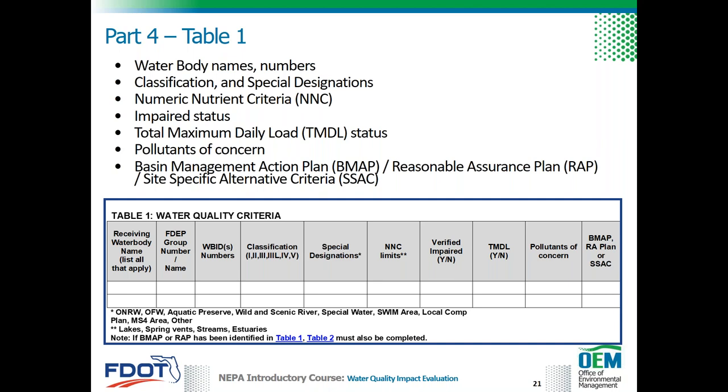Identify applicable numeric nutrient criteria, or NNC, for lakes, spring vents, streams, or estuaries. Identify if the water body has an impaired status. Identify if there are TMDL parameters. Identify pollutants of concern. Identify if there is a BMAP, RAP, plan, or SSAC, sole source aquifer.